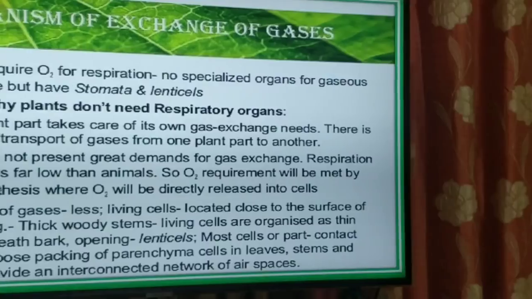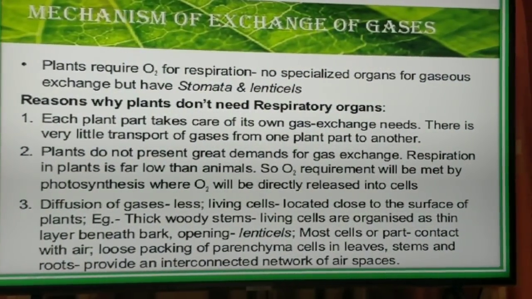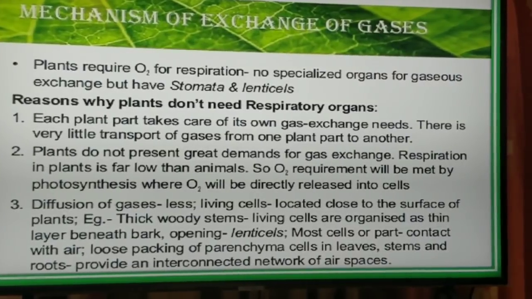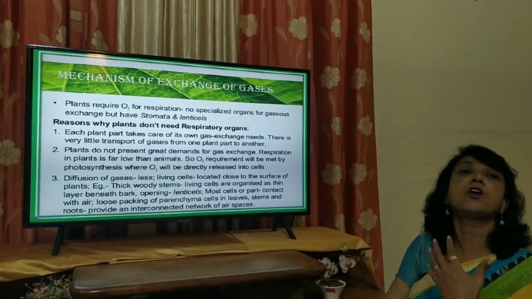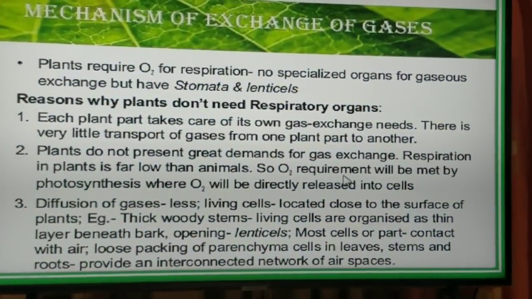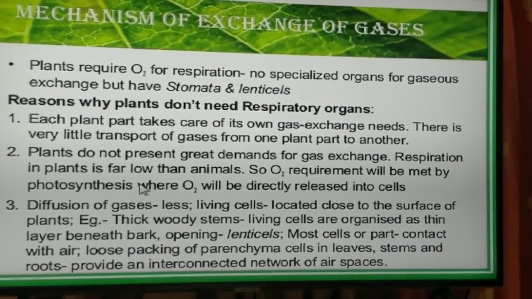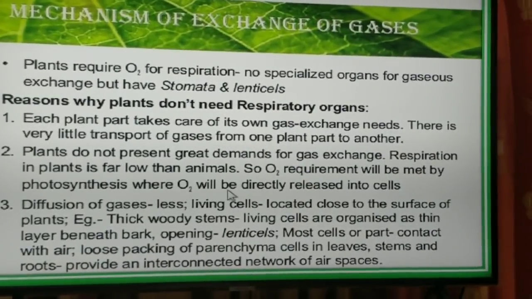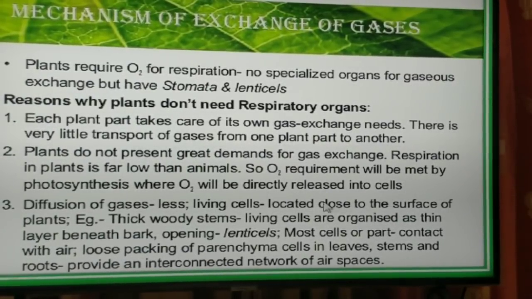Respiration in plants is far lower than in animals. That means our oxygen need is more than the oxygen need of the plants. So, the oxygen requirement will be met by photosynthesis, where oxygen will be directly released into cells.